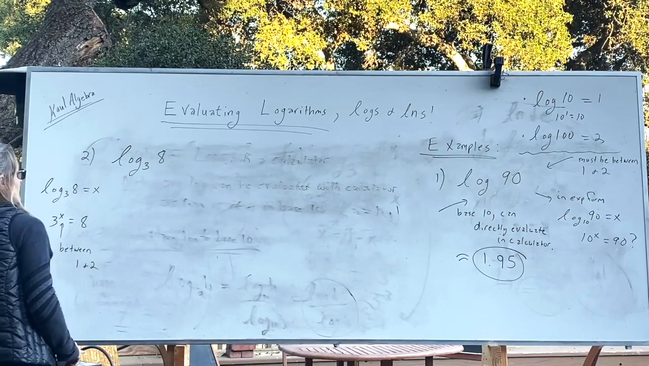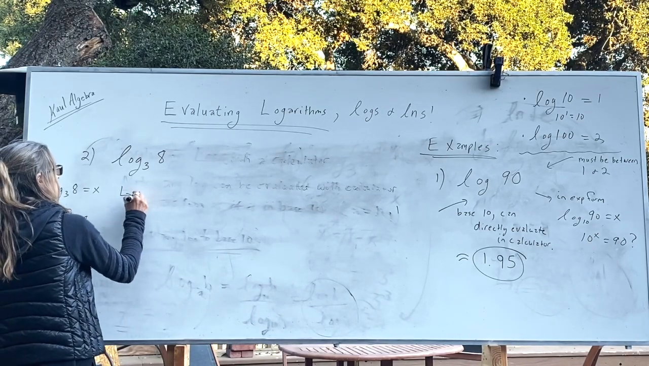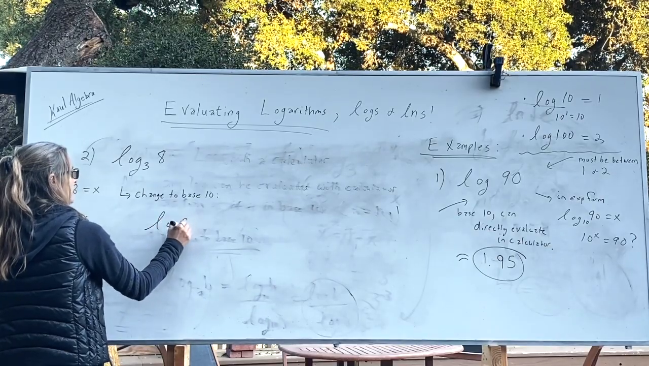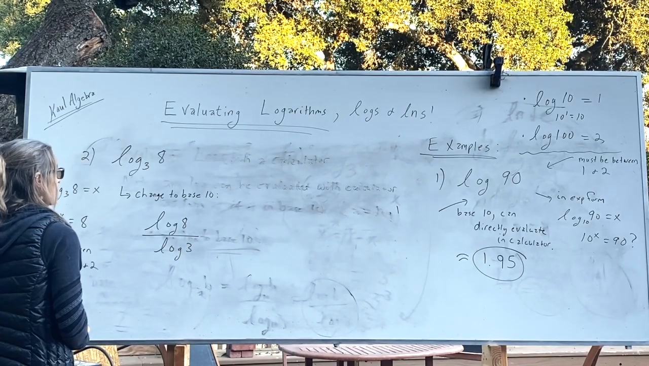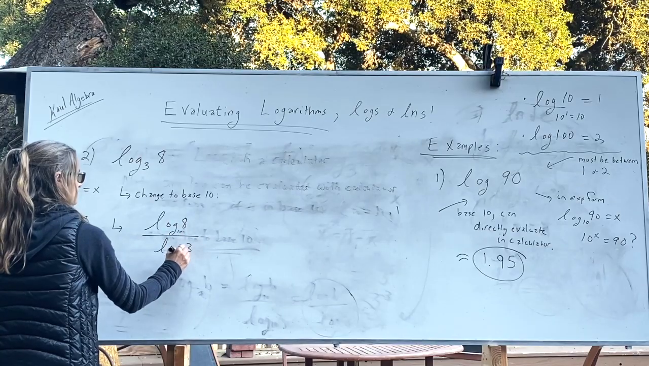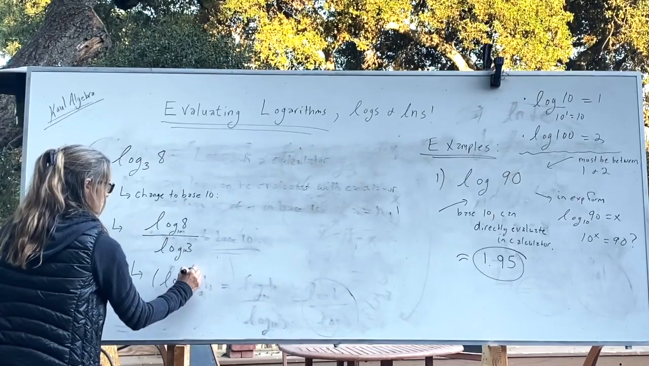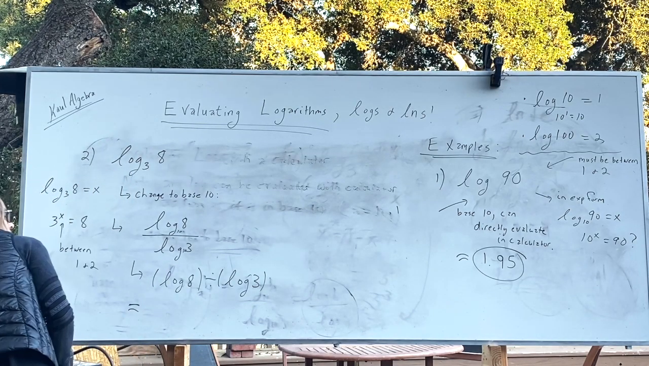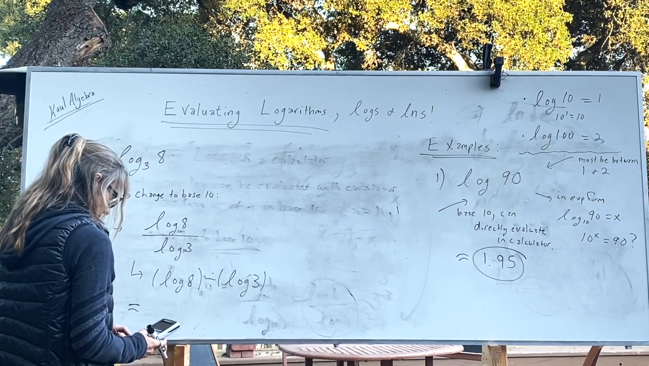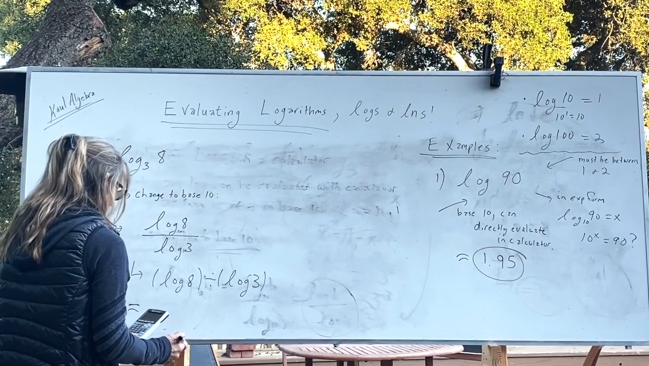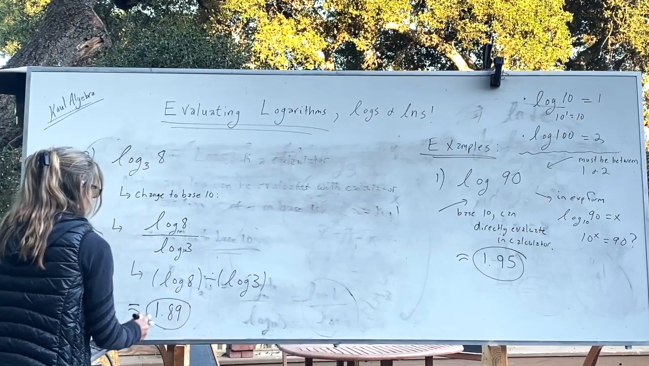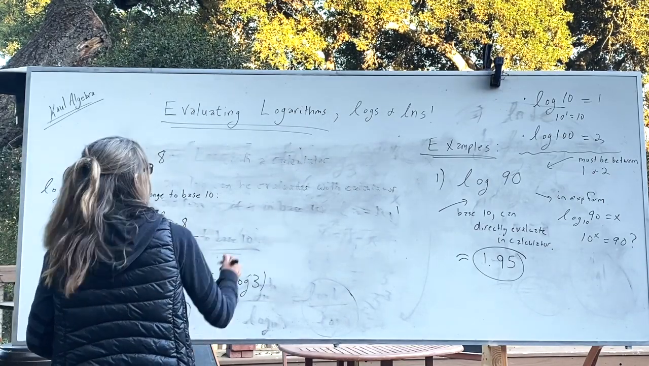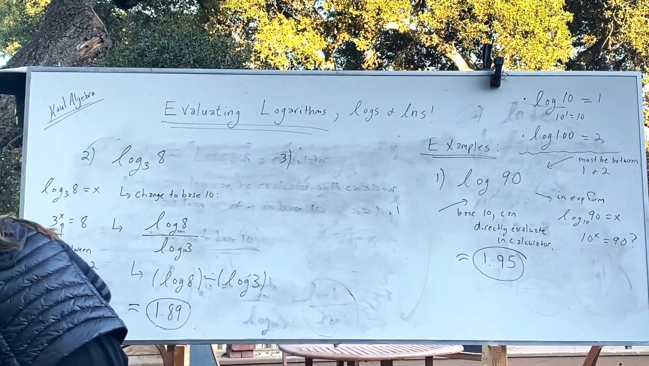Here, I know I'm going to have to approximate it. So I'm going to change my base, first, to base 10. This becomes log of 8 over log of 3, where these are both base 10. Then in my calculator, I just go log of 8 divided by log of 3, and I get the approximate value, 1.89. You should be suspicious if you get something like 4.5 or 10.7.